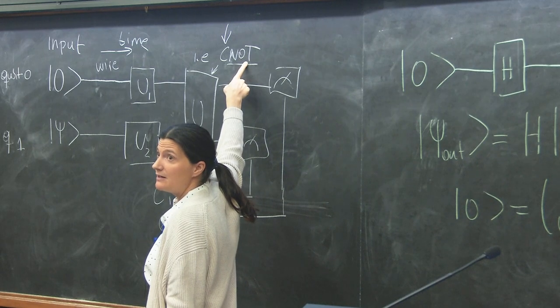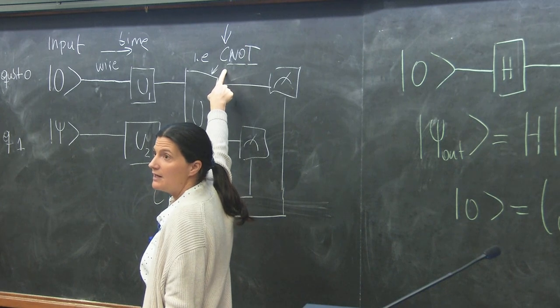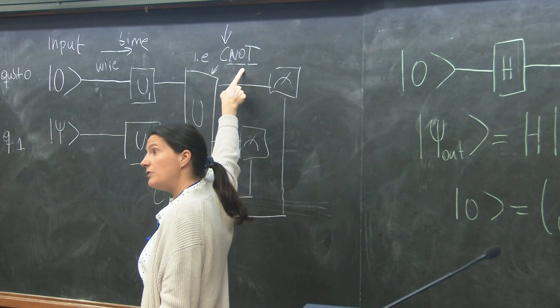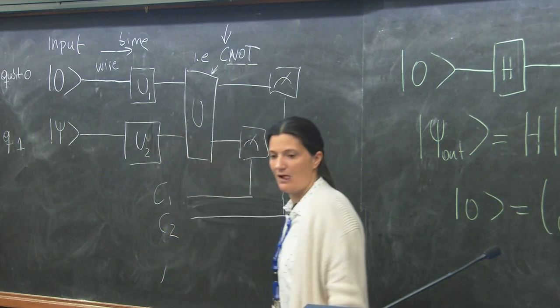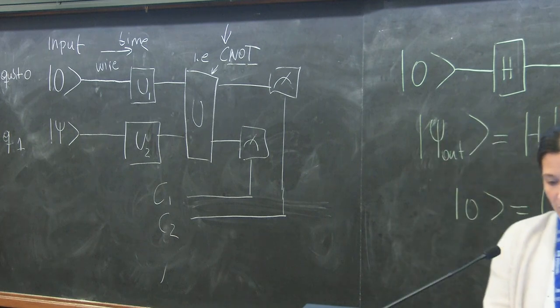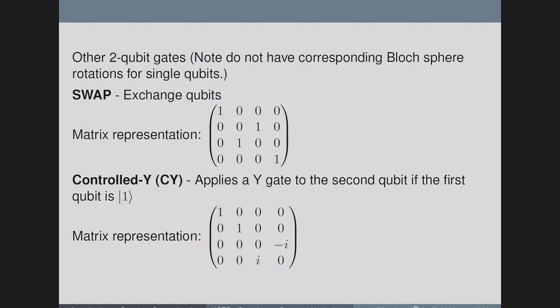The flipping gate. So this just means controlled. You have a qubit that controls the flipping or not flipping of another qubit, right? So that's your NOT gate. Again, you can have many, many of these gates. You can have a swap gate where you swap the position of your qubits. You can have your controlled Y, which applies a Y gate to a second qubit if the first qubit is in the one state and such.